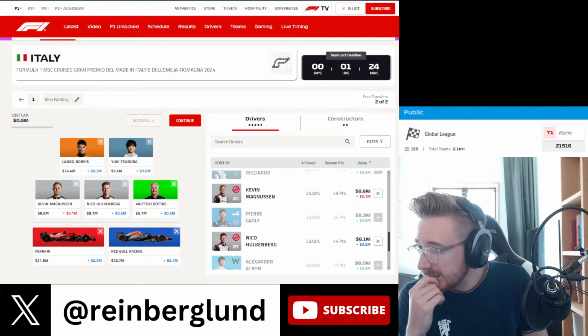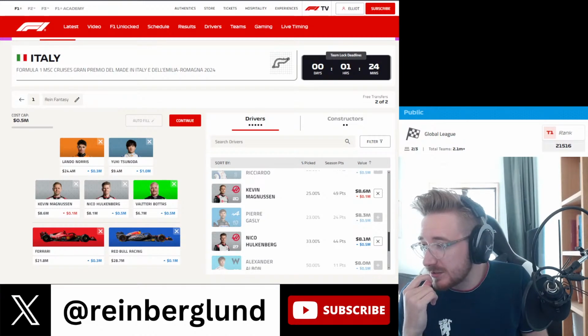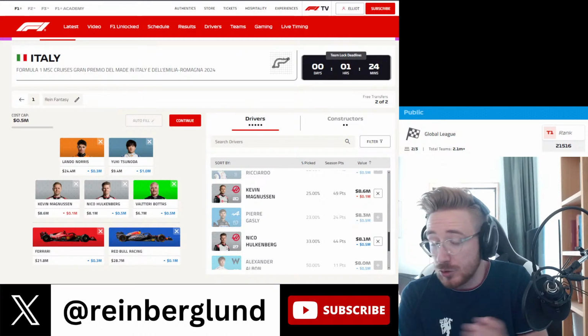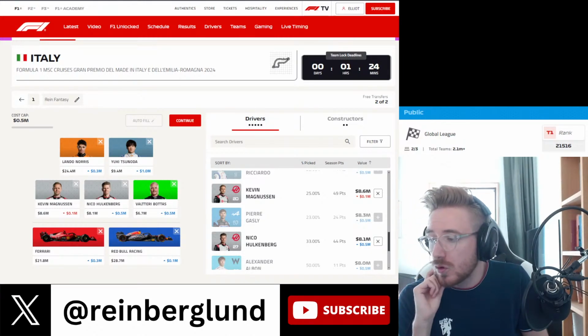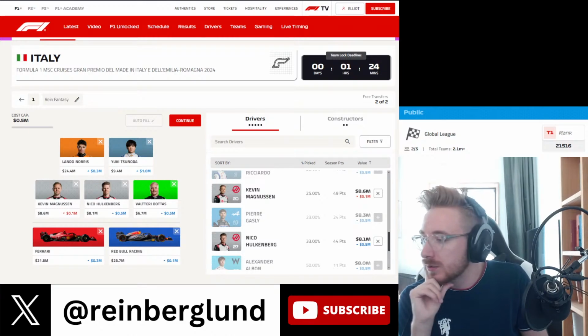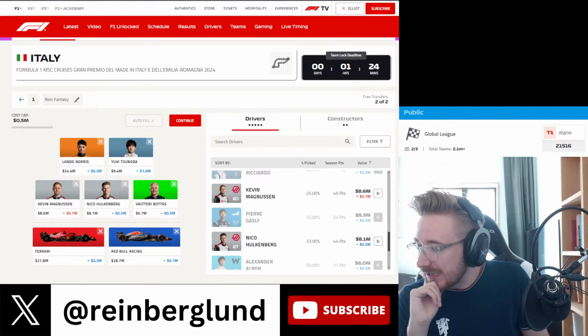Let's see. Wildcard gives you unlimited swaps. You can swap 10 times if you want, but it's only once per year. I have 13.3 left in my second team. Should I do Ocon, Stroll, or Tsunoda? Probably Tsunoda. Do you think Norris is actually good?